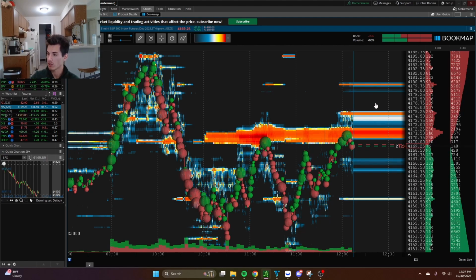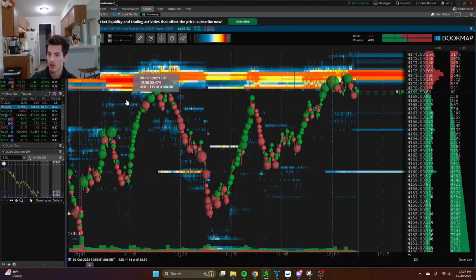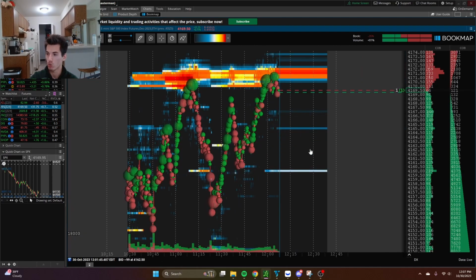So, yeah, there's a lot of stuff that you need to know about Bookmap. Again, this is not some magical cheat code. There is no magical cheat code in the market in trading. This just helps a little bit more to see where liquidity is and where a lot of orders are sitting. That's it. It's just a visualization tool.